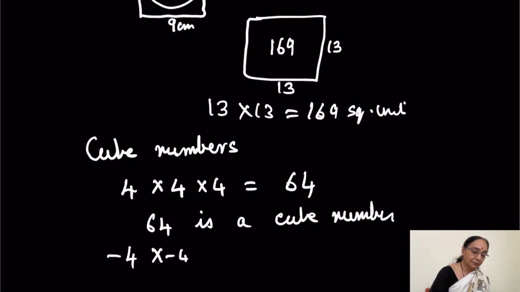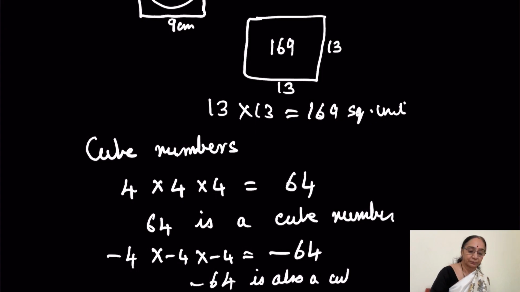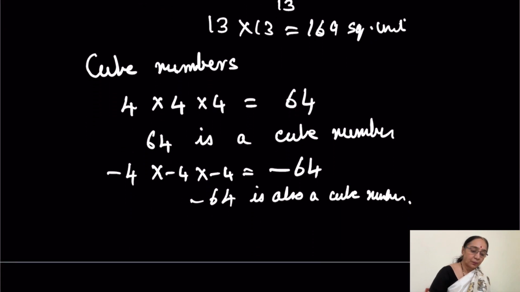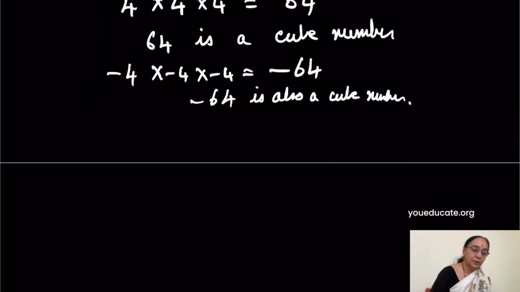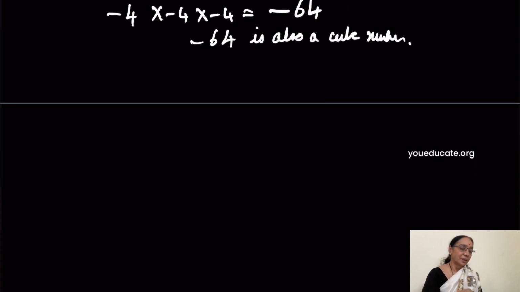Now what about negative 4 times negative 4 times negative 4? It's minus 64. You know that minus 4 into minus 4 is positive 16. Positive 16 times minus 4 is minus 64. So minus 64 is also a cube number. Now did you notice that you don't have negative square numbers because even if you multiply two negatives you get only a positive answer.